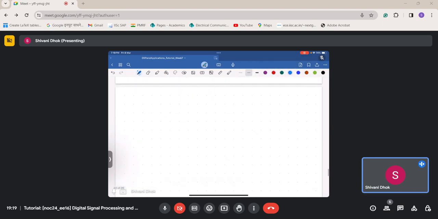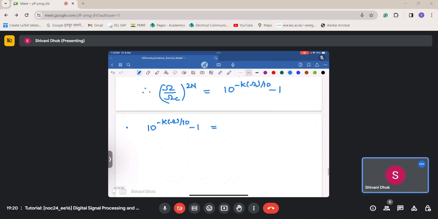So what relation do we have? Omega upon omega c to the power 2n is equal to 10 to the power minus K of omega by 10, minus 1. So this relation we have.